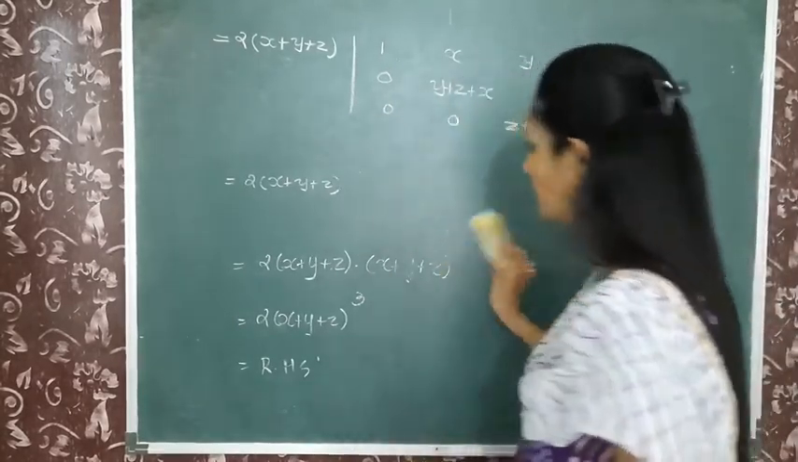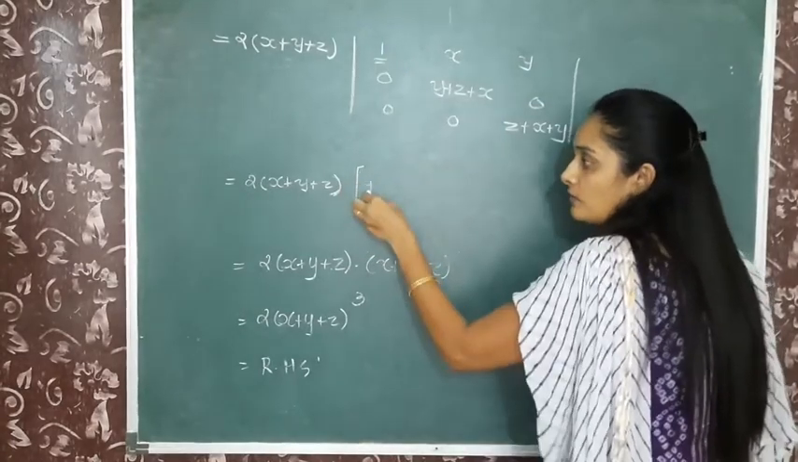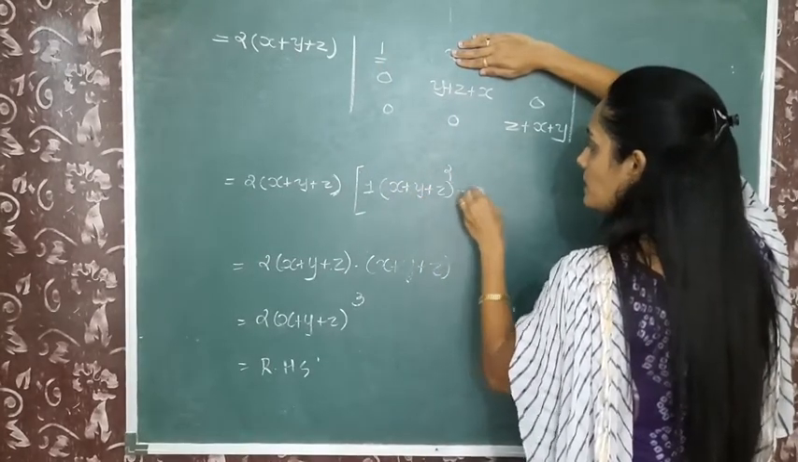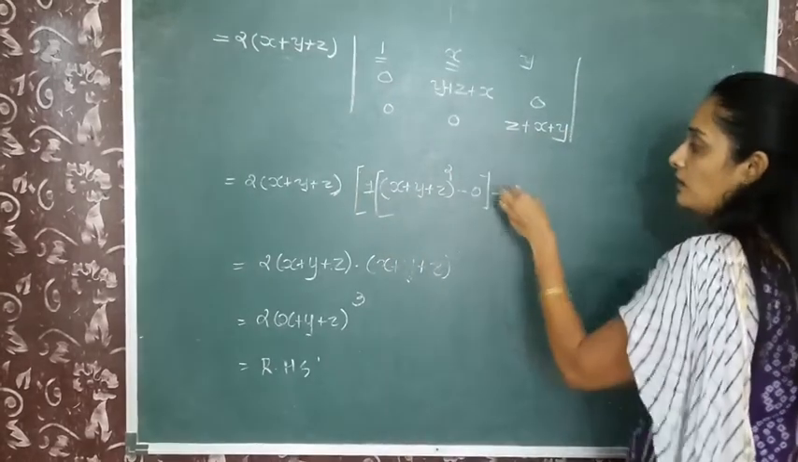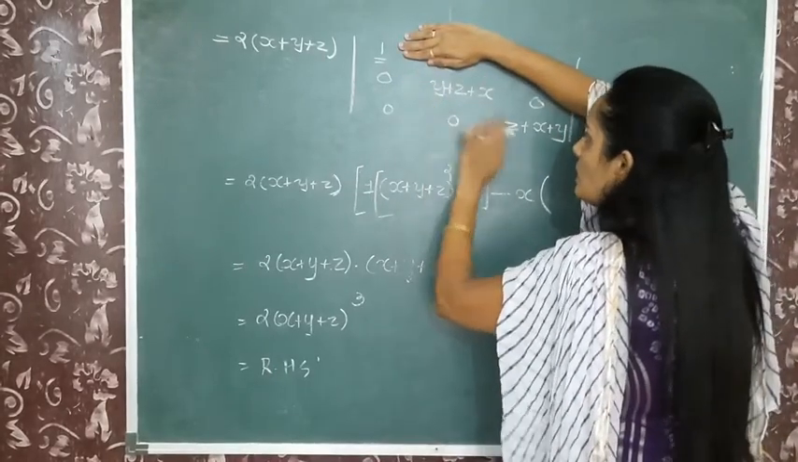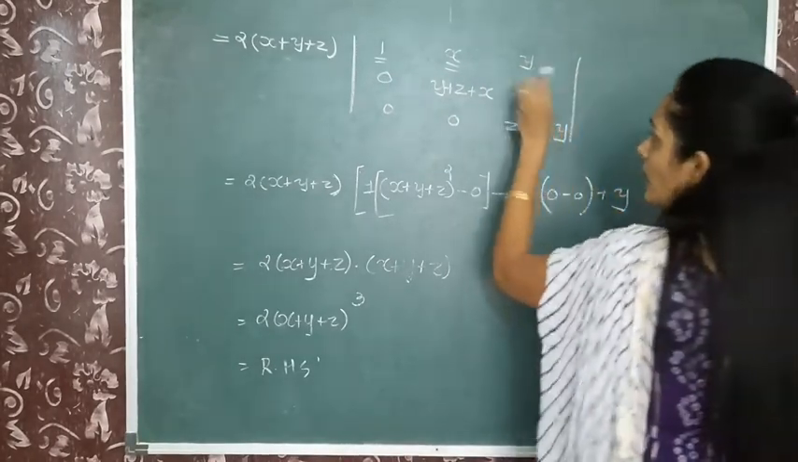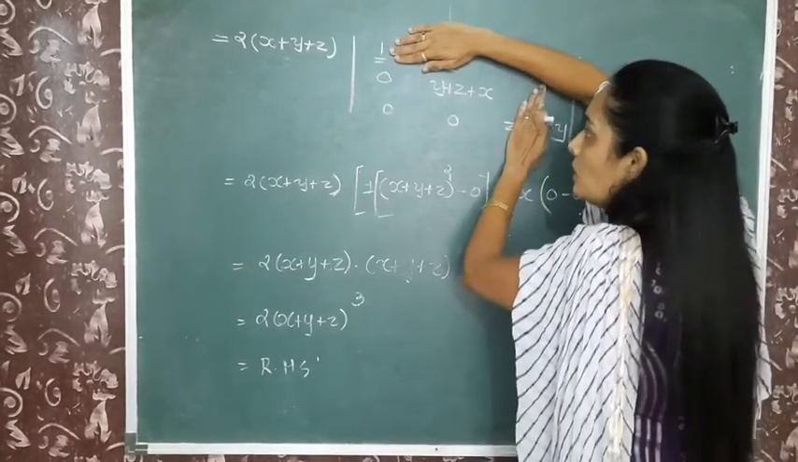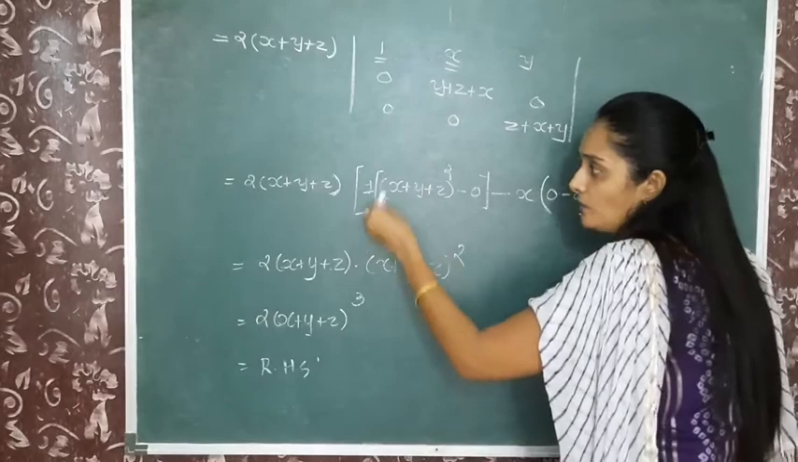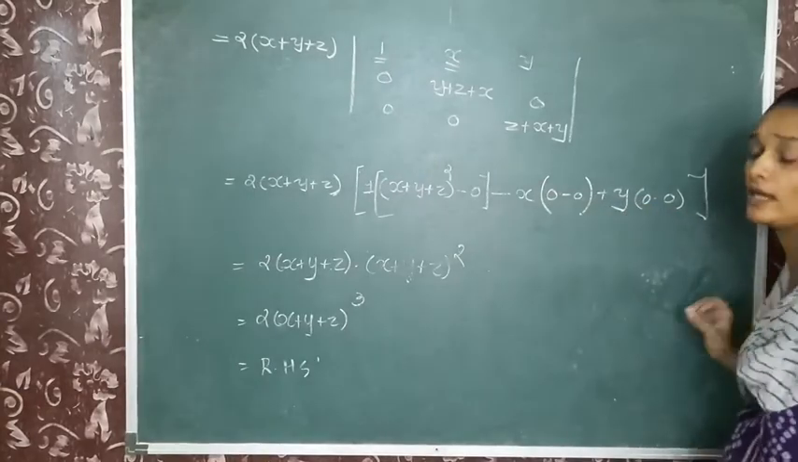You can see, if we expand along the first row, that means we generally do like this, first term 1, so 1 is high, so the first term is x plus y plus z whole square minus 0. Now the second term minus, here x, so I can write x in the bracket, we can hide for x the first row and second column, so 0 minus 0, then the answer is also 0. The last term is y. Now we hide y. For this we can hide the first row and third column. So 0 into 0 minus 0. So here also we have x plus y plus z whole square, because x into 0 is 0, and y into 0 is 0, so the answer is also 0.